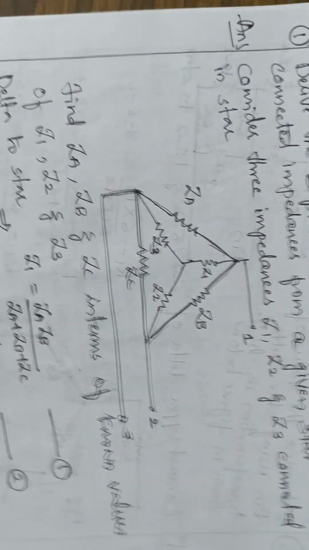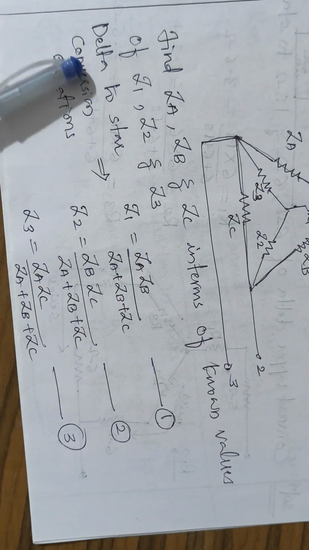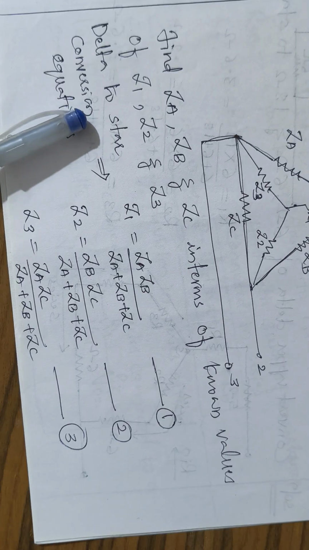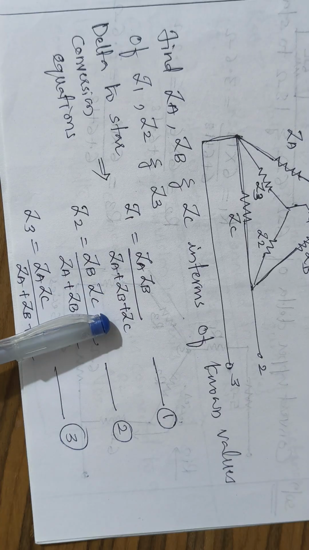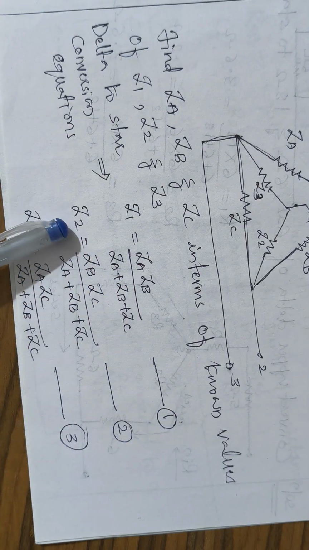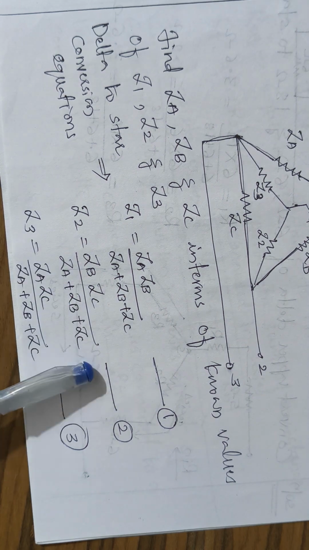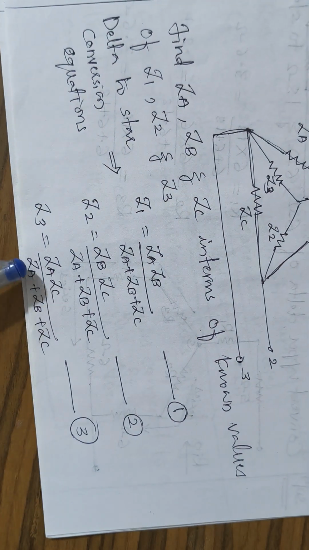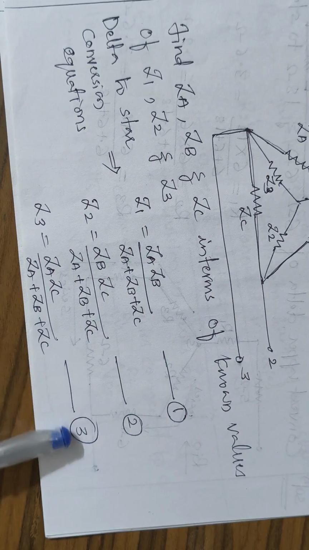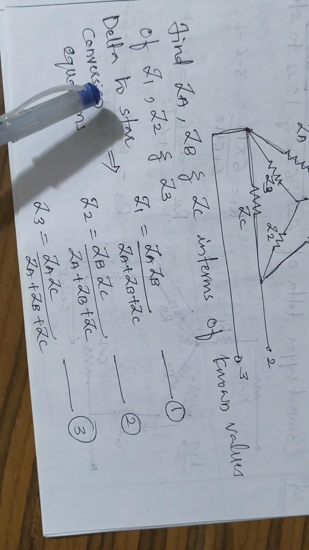As we all know, we have derived the equations for delta to star conversion. That is, Z1 is equal to ZA ZB divided by ZA plus ZB plus ZC. Take this as equation 1. Z2 is equal to ZB into ZC divided by ZA plus ZB plus ZC. Take this as equation number 2. And Z3 is ZA into ZC divided by ZA plus ZB plus ZC. Take this as equation number 3. These three equations are derived from the delta to star conversion.